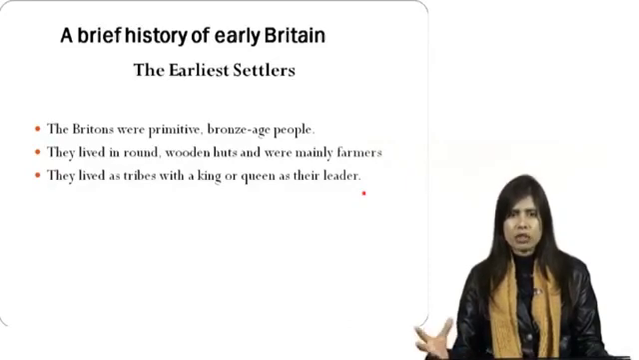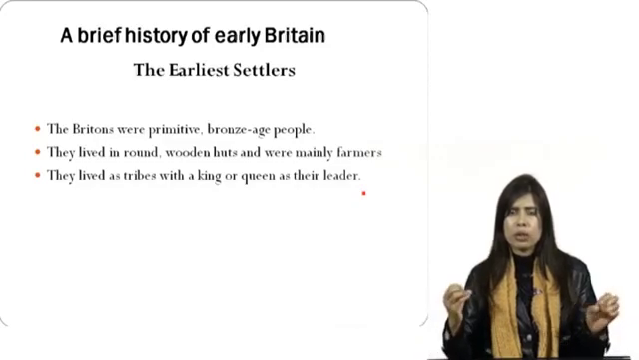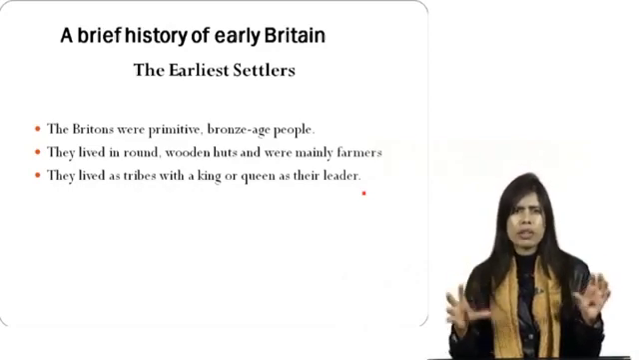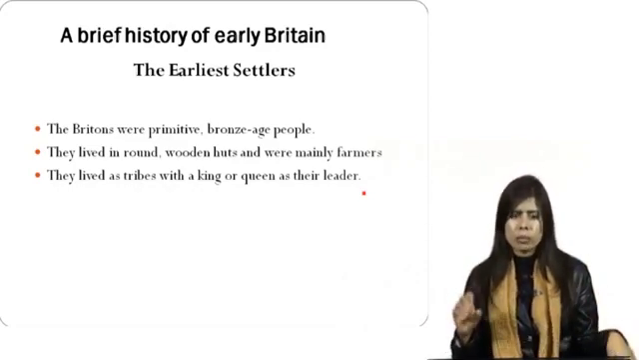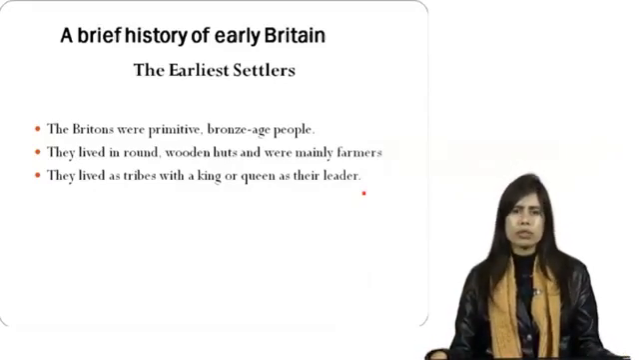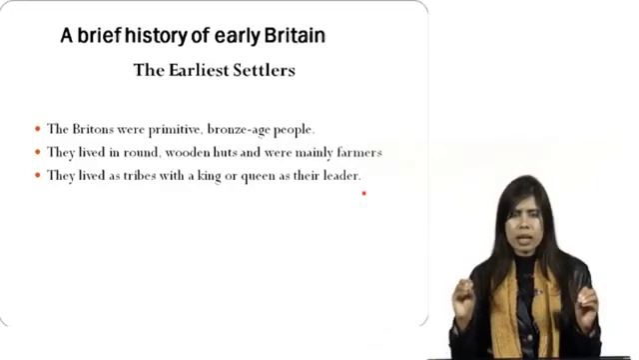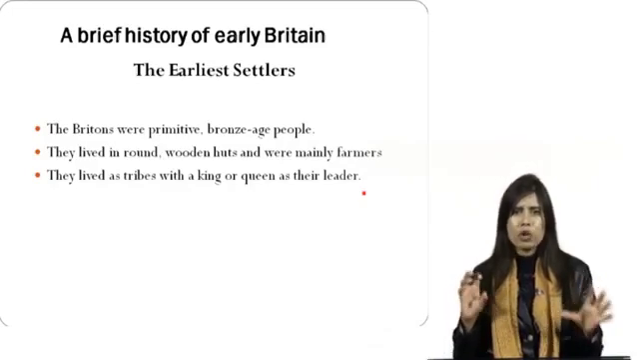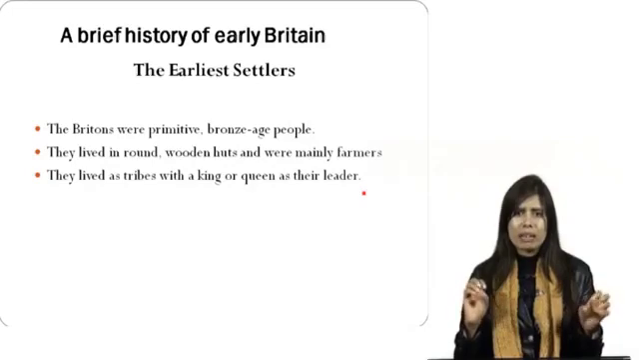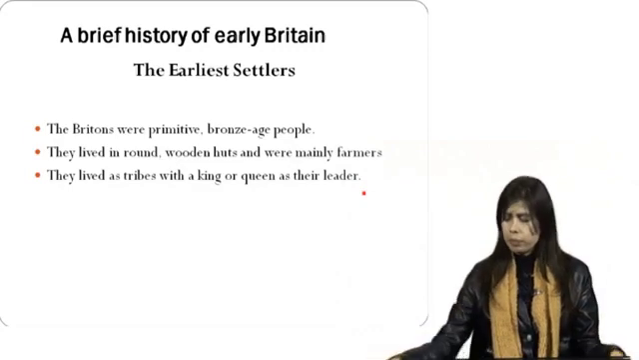You can see that they were not, as such, modern people, and people usually say that they were very stupid and very innocent kind of people. They lived as tribes with the king or queen as the leader. So basically here you can see that for safety purposes they used to live with the kings and queens. They belong to certain tribes, and there is always a king or a queen along with them all the time, who usually used to take care of them.